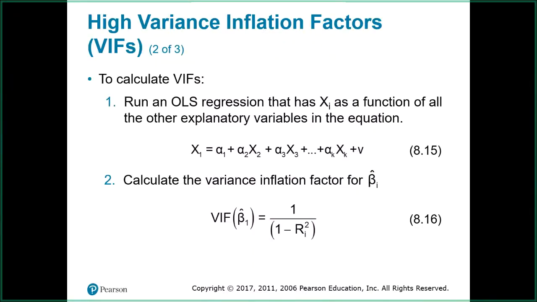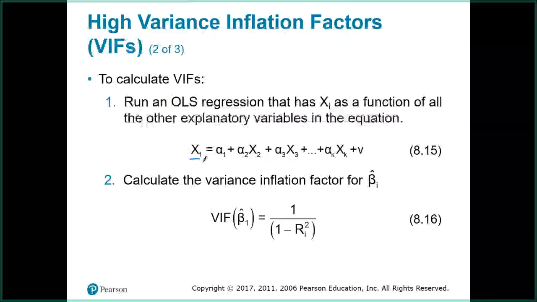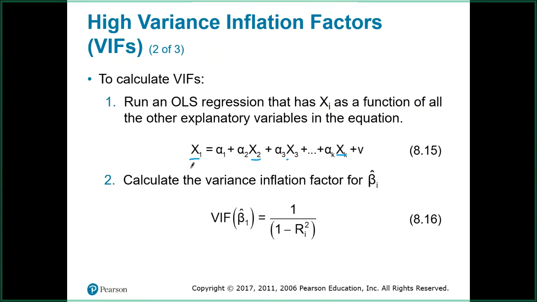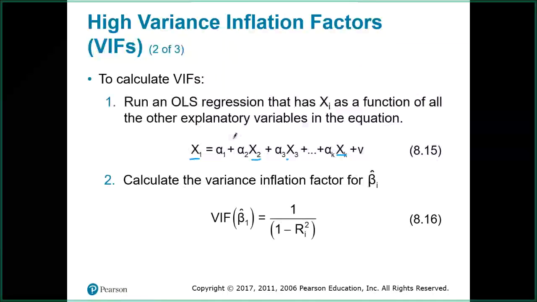The VIF is a measure of, if you treat each of your explanatory variables as if it were the outcome variable, how well do the other variables in your model, in this case x2, x3, all the way up to xk, predict x1? In other words, what is the r squared of this regression?